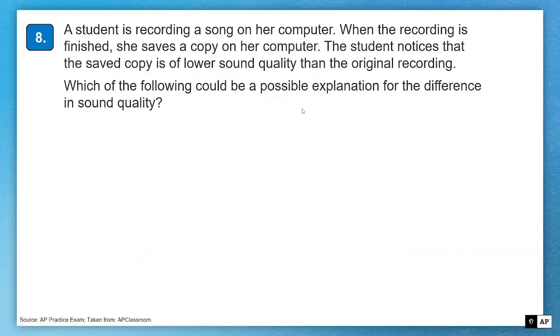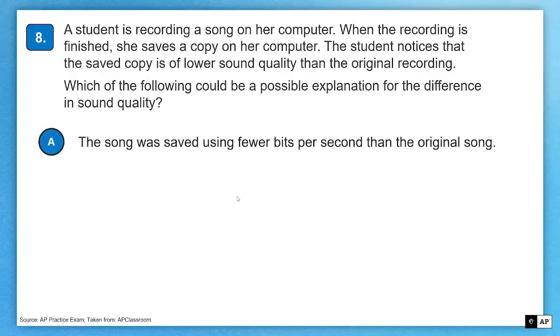Question 8. A student is recording a song on her computer. When the recording is finished, she saves a copy on her computer. The student notices the saved copy is of lower sound quality than the original recording. Which of the following could be a possible explanation for a difference in sound quality?